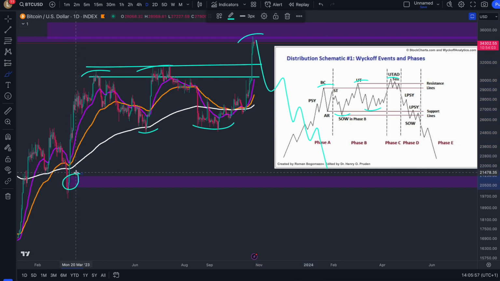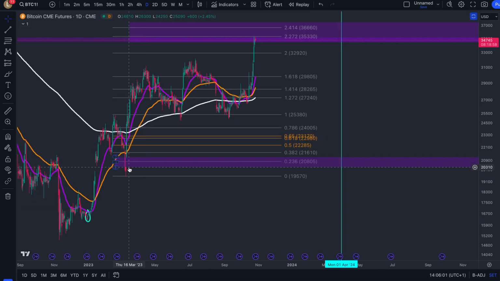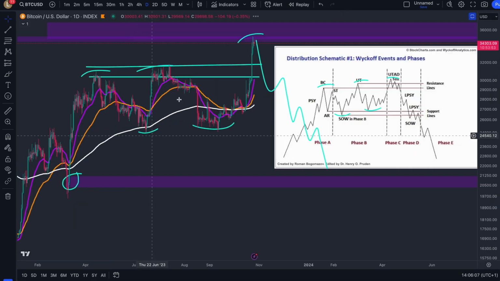If we go to the CME gap chart, we can see that this is sitting at the prices of 20,300 to 21,200, let's just say. So I want to know your thoughts in the comment section below. Do you think that this could play out?